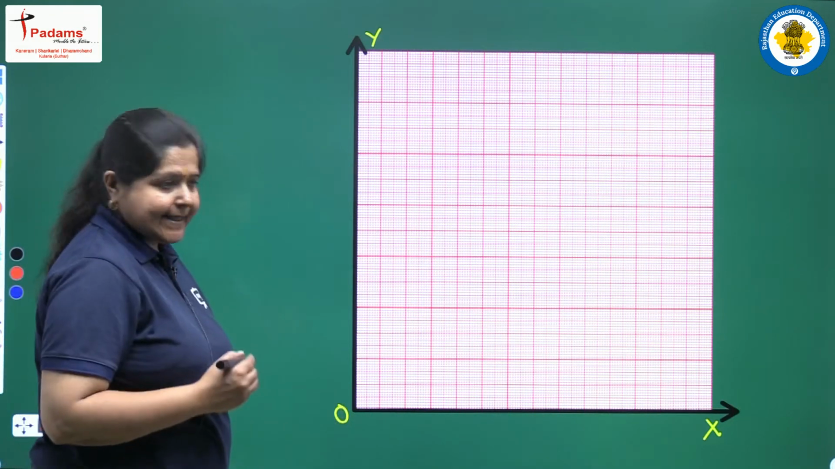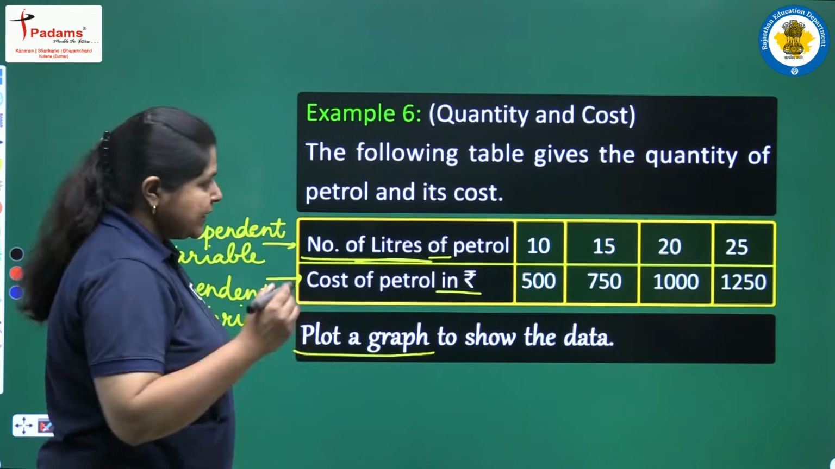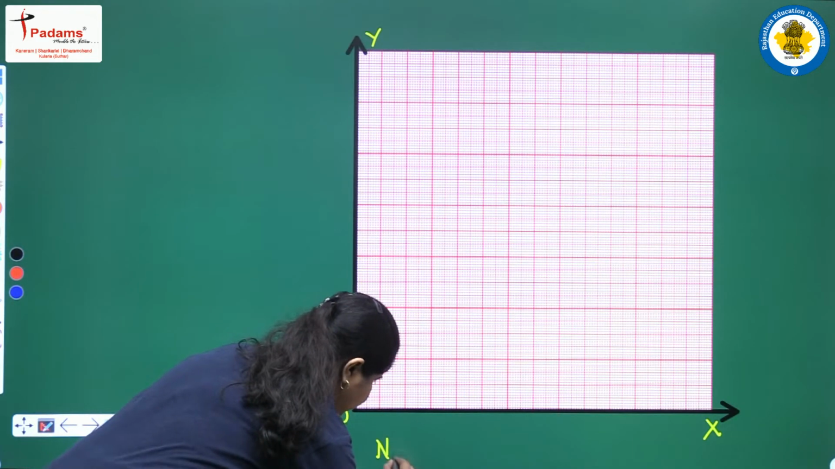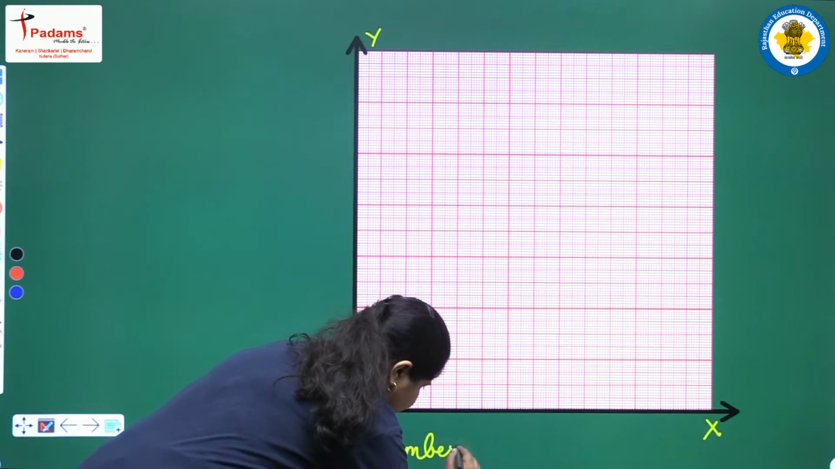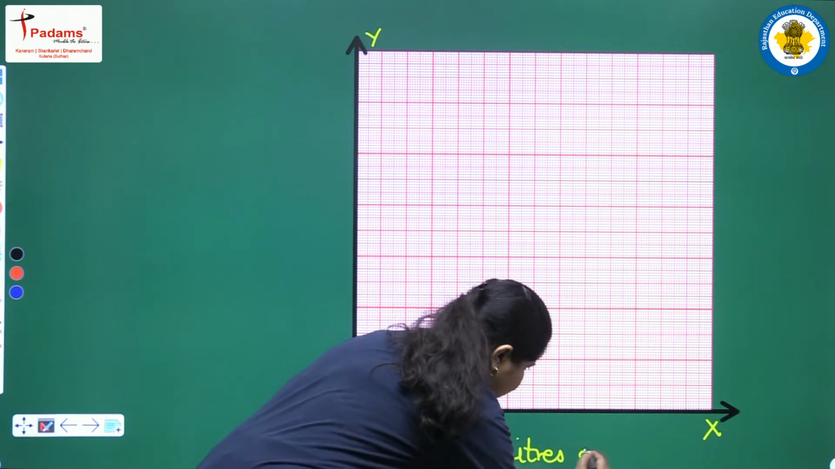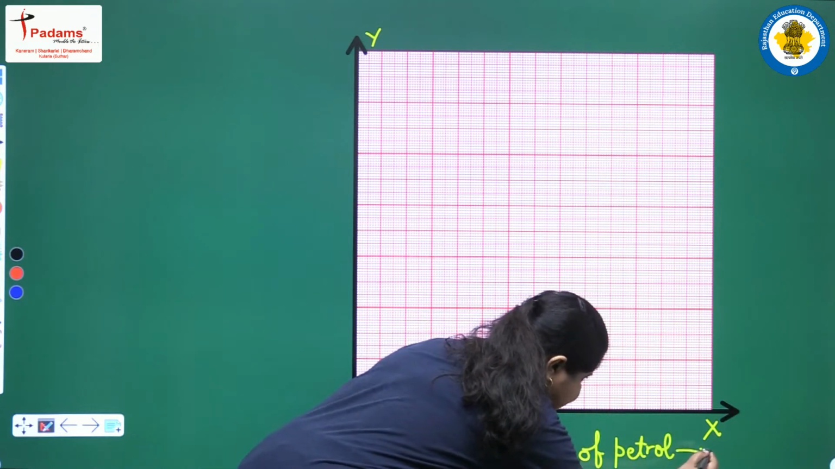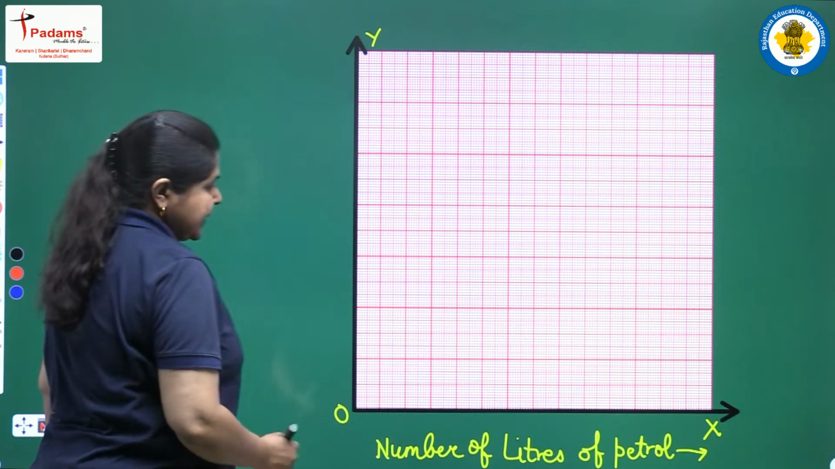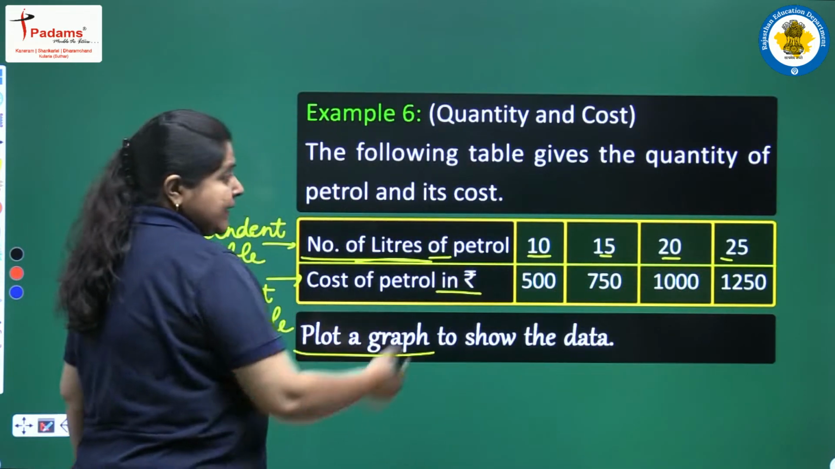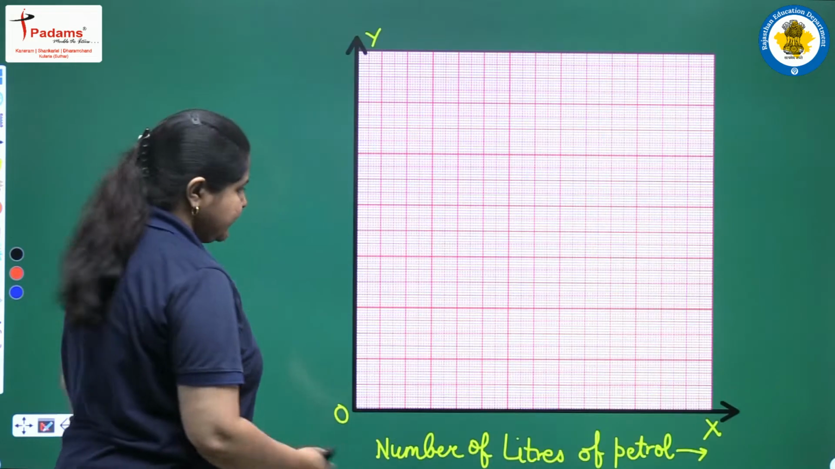Now on the x-axis we will be taking this first quantity, number of liters of petrol. We will mark it on the x-axis, number of liters of petrol. We are taking it along the x-axis, the independent variable. Now we need to mark these numbers 10, 15, 20, 25. तो पहला नंबर हम 5 ले सकते हैं, 5, 10, 15, 20, 25. Here we can write them.